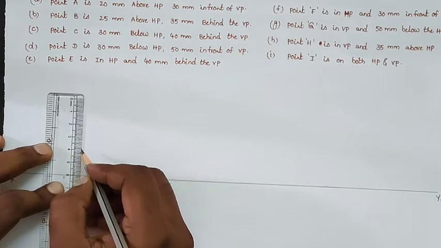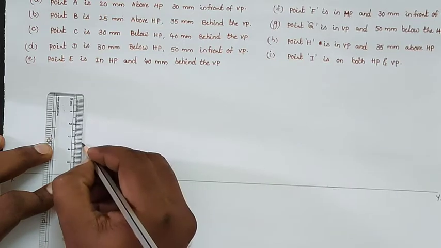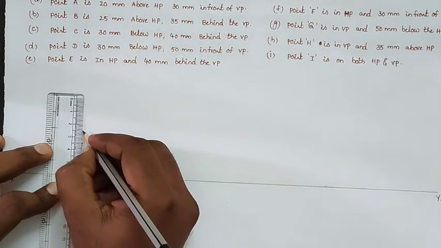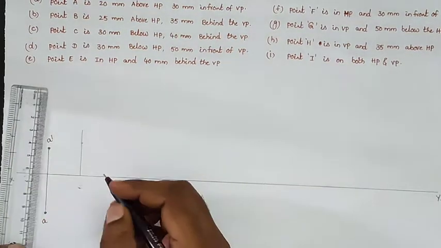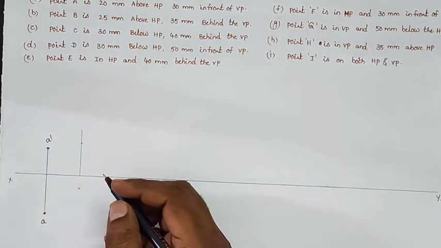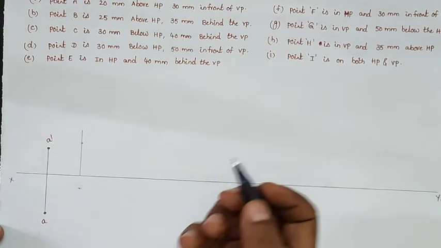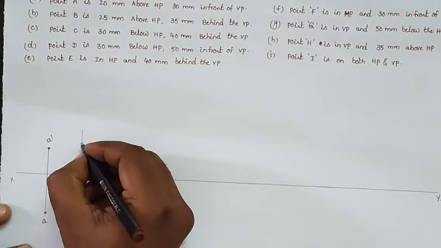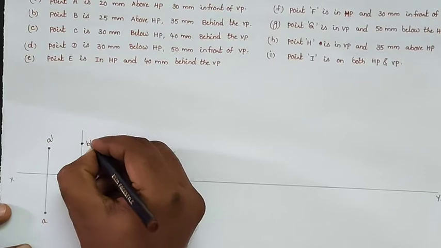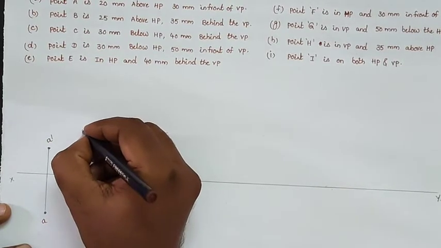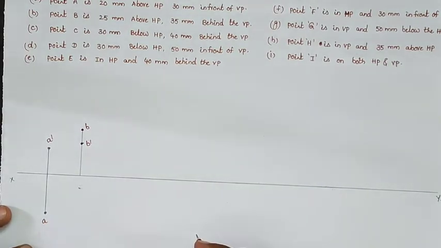25 mm above, 35 mm behind. As I already told, above means we will draw the front view and behind means we will draw the top view. So above HP, we will get the point B dash. And 35 mm behind means we will get the top view, small b.